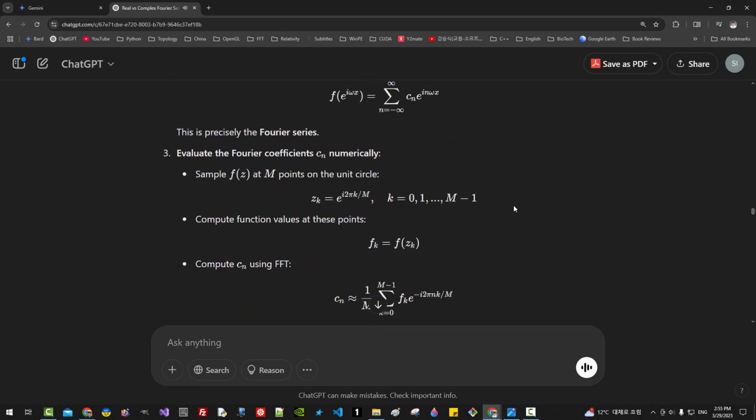3. Evaluate the Fourier coefficients c_n numerically. Sample f(z) at M points on the unit circle: z_k = e^{i2πk/M}, k = 0, 1, ..., M-1. Compute function values at these points: f_k = f(z_k).